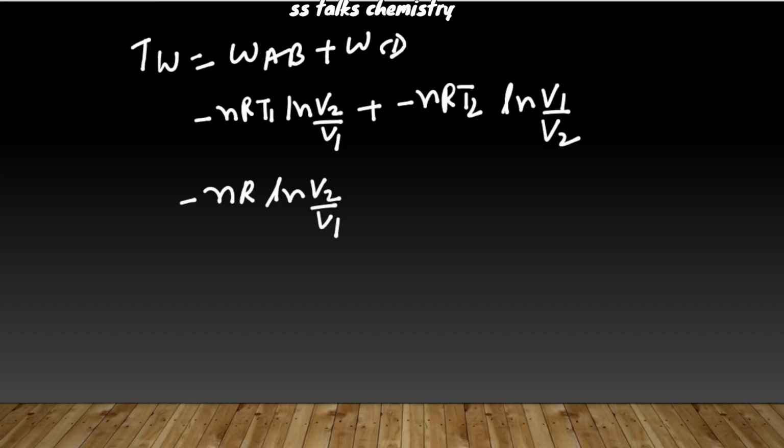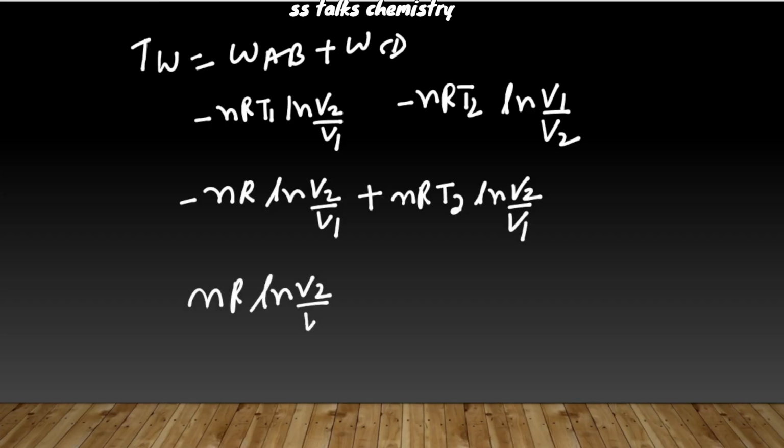So here this plus one you can remove. Here the negative sign will come, negative negative will become positive. So plus nRT2 ln of V2 upon V1, this will be there. Now from this, nR ln of V2 upon V1 comes out common. This was at the temperature T1, so the temperature difference is T2 minus T1. So this is going to be the total amount of work done.